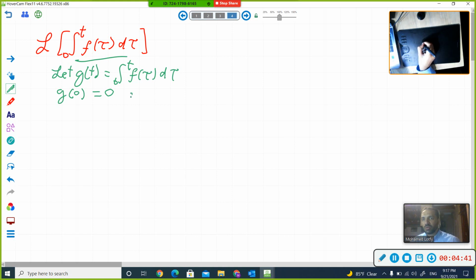And what about g dash of t? Dash means the derivative. So the derivative of an integration will be the function itself. So g dash of t will be f of t. But don't forget that from the initial definition, F capital of S equals the Laplace transform of f small of t. This is by definition.